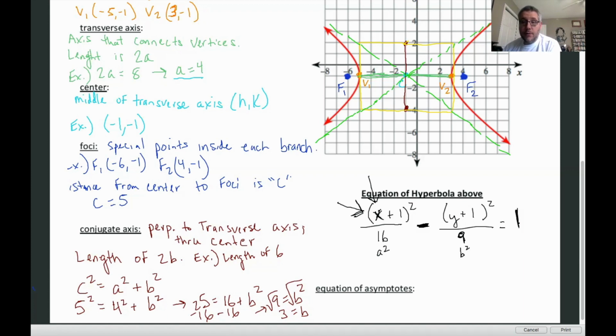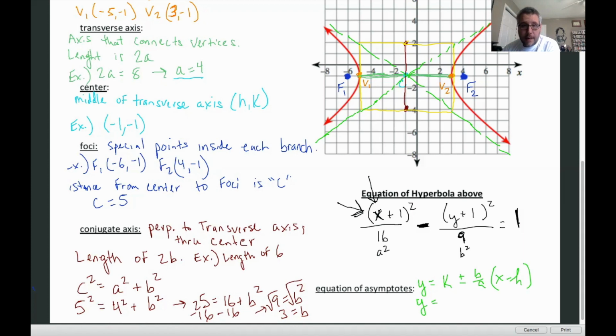So these are two linear equations. They're two lines. One line has a positive slope, rising. The other one's falling. So to get them, we do the following. The equation is y equals k plus or minus b over a, parentheses x minus h. And now it's a pretty easy plug and chug. Again, this is just linear equations.